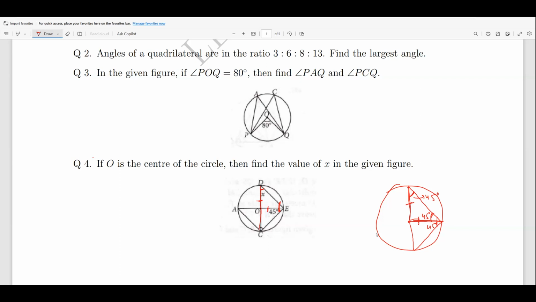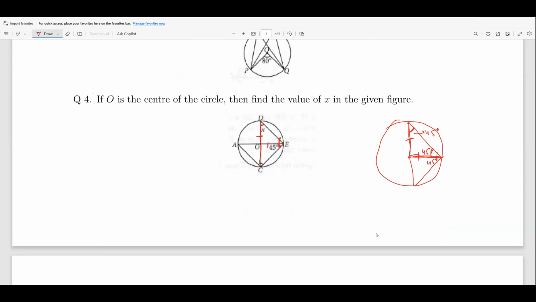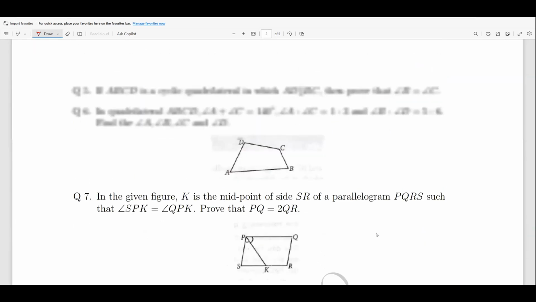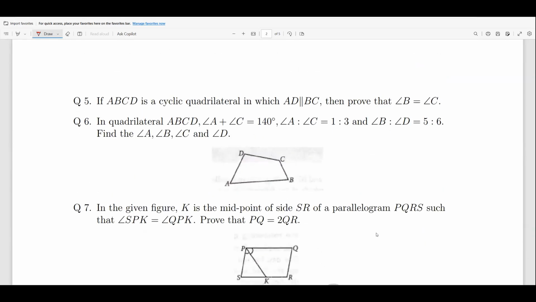Yes, I understand. Next, another question is question number 5 also. Let me check which questions you have sent. No, sir, not 5, 6. Okay, question 6.